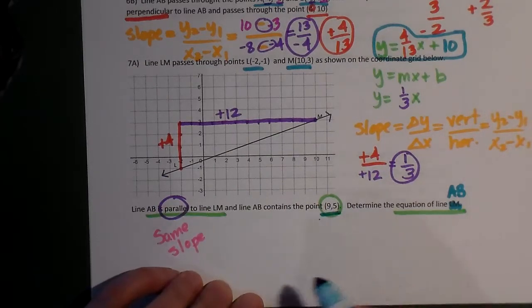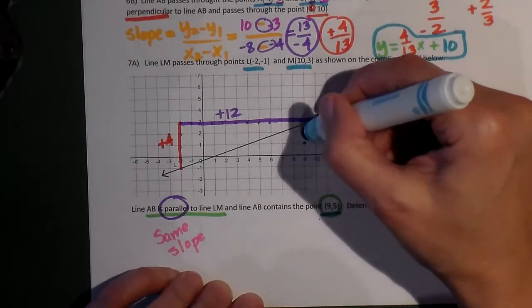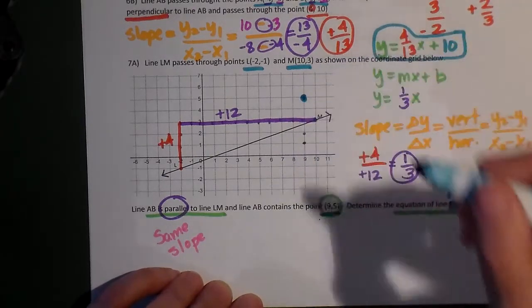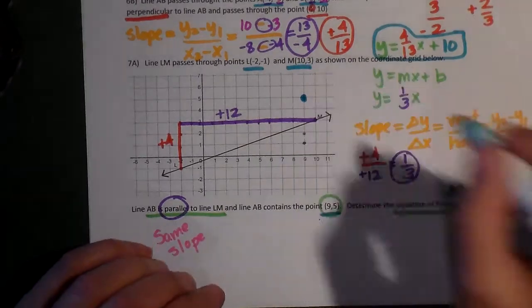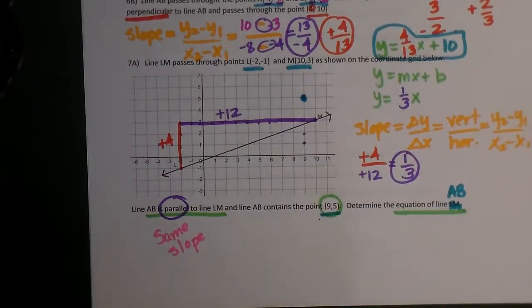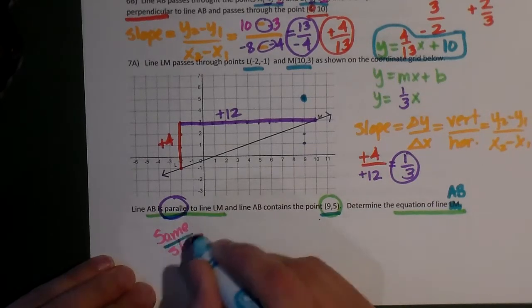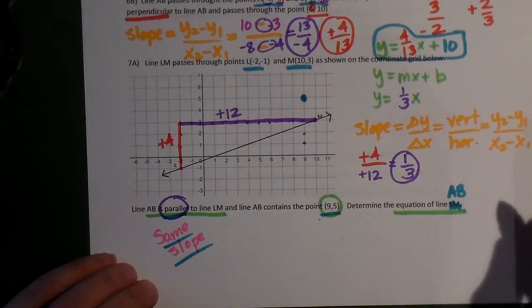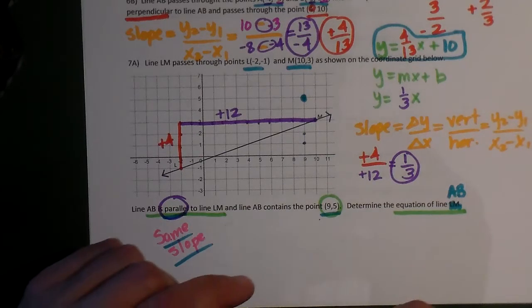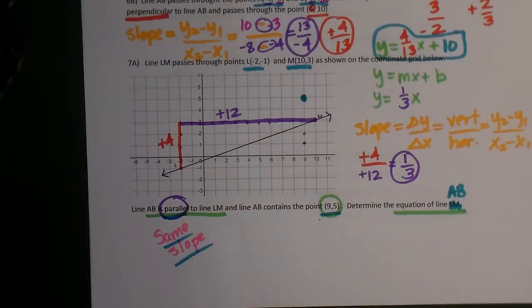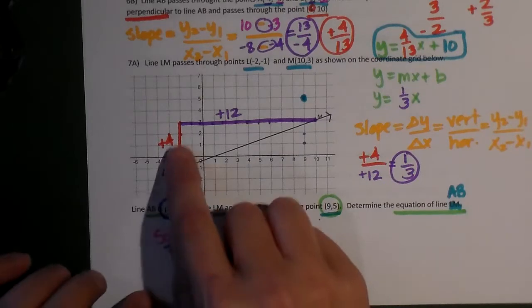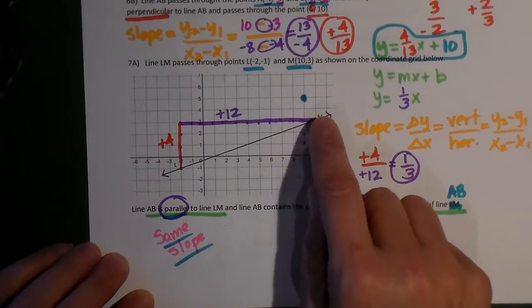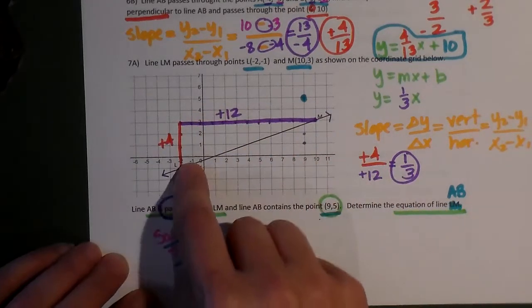Okay? Now, where do we know AB passes? AB goes through 9, 5. So let's plot 9, 5. 1, 2, over 9, and then up 1, 2, 3, 4, 5. Okay, so AB goes through this point. So what do we know about AB? It's parallel, which means it has to have what? The same slope, right? So I've got to do this same thing, up 4 and over 12, which is the same thing as going over 12 and down 4.